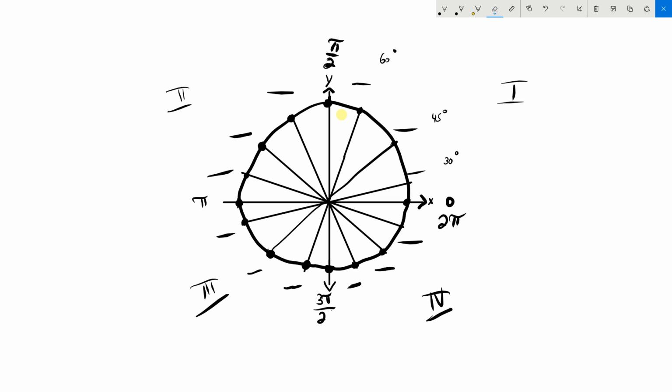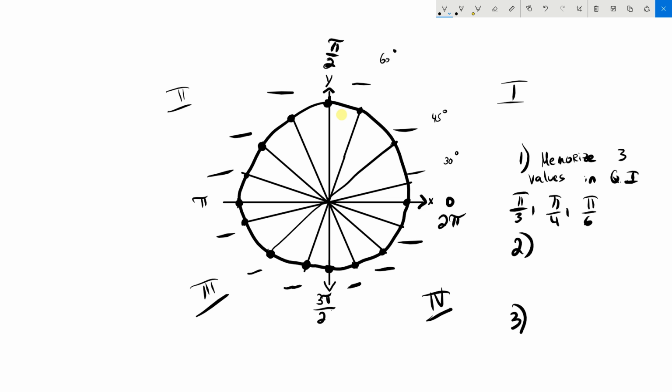Alrighty, so there's two rules, and all you have to memorize is just the first quadrant values, and you can figure out the rest of the circle. So step 1 is memorize 3 values in quadrant 1, and those values are pi over 3, pi over 4, and pi over 6. We'll get to the second and the third rule in just a minute.